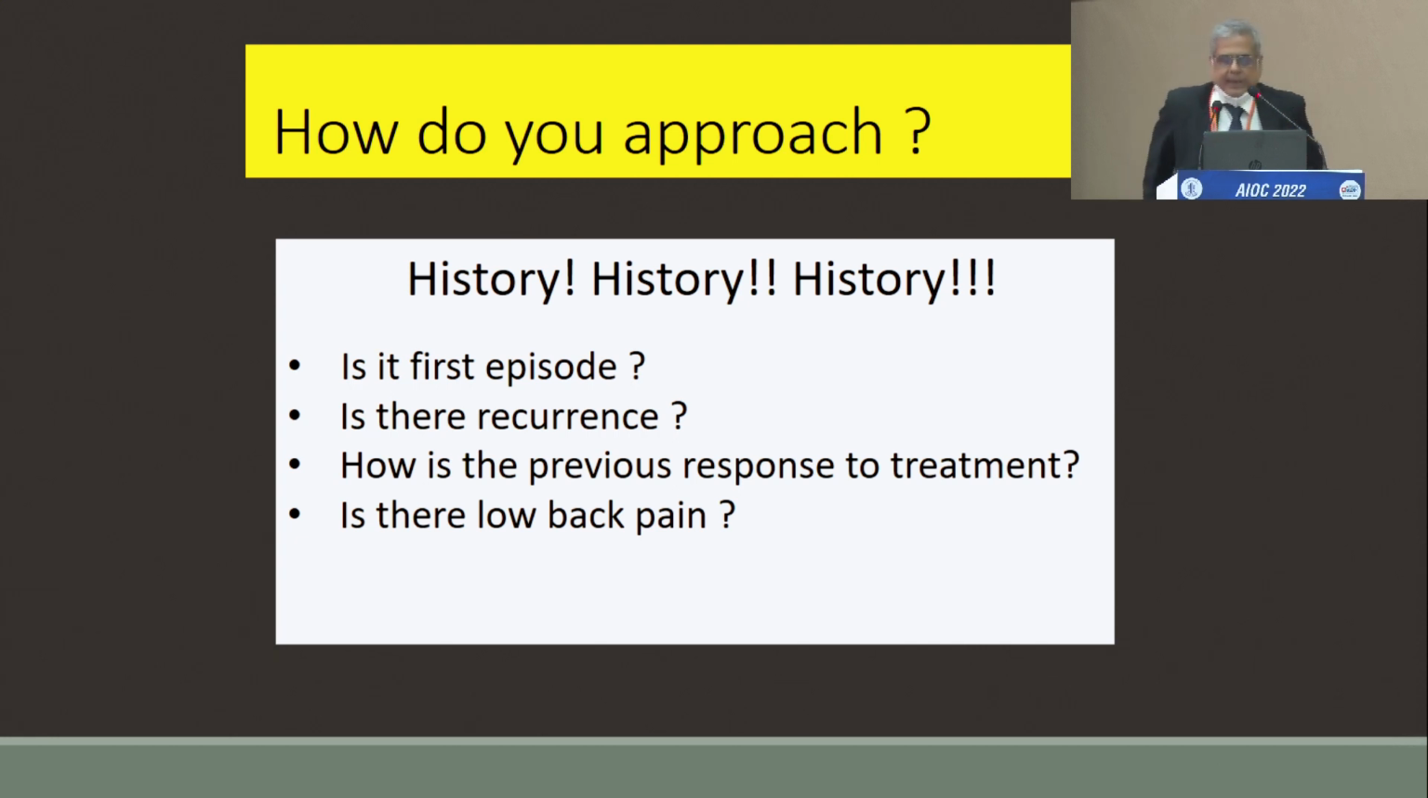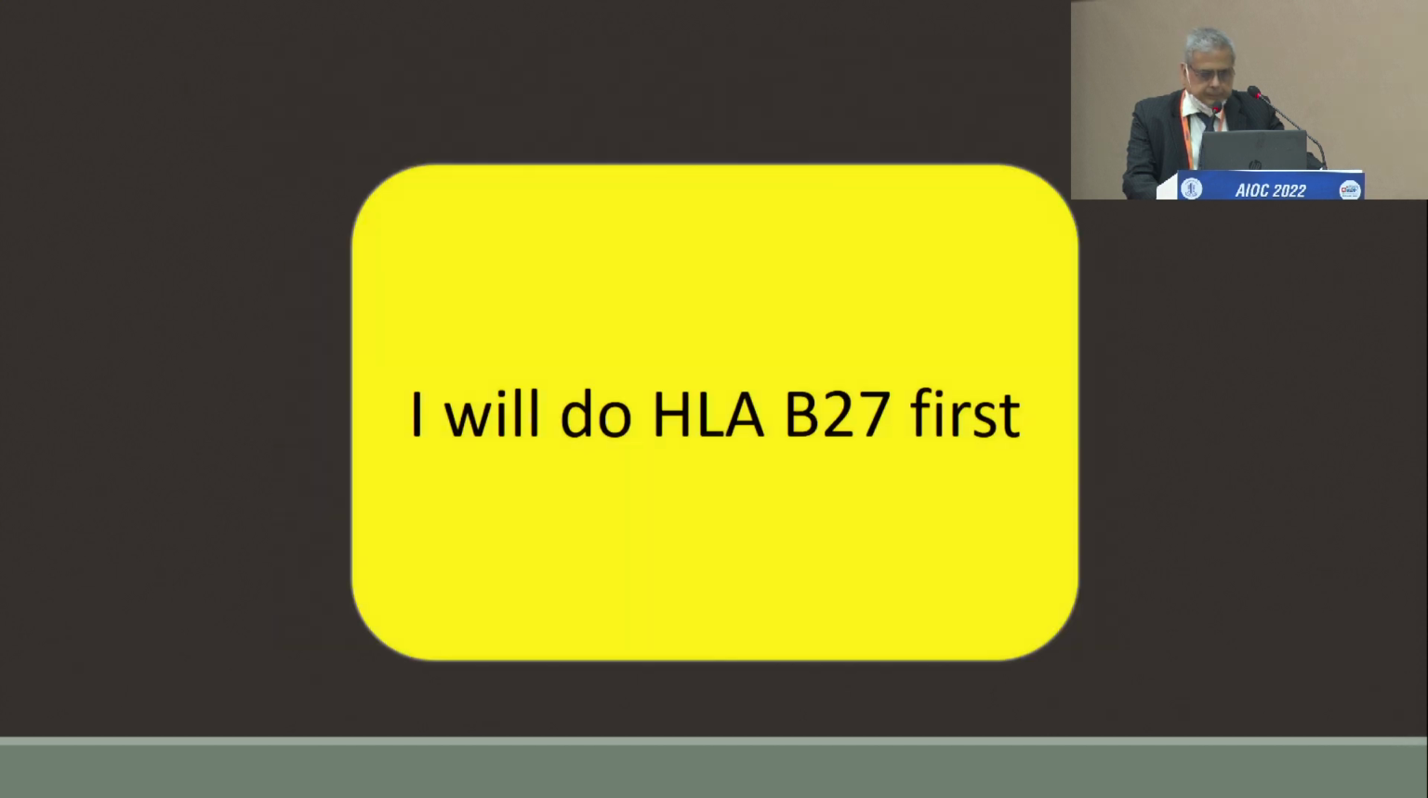My approach would be to look into the history. Is it the first episode? Is there a recurrence? If recurrent anterior uveitis, how was the previous response to treatment? The patient says that it responded to treatment with steroid earlier. Is there any low backache? These are my first questions. Is the hypopyon mobile? I'll do HLA-B27 first. I will not go to the syphilis test or anything like toxo.